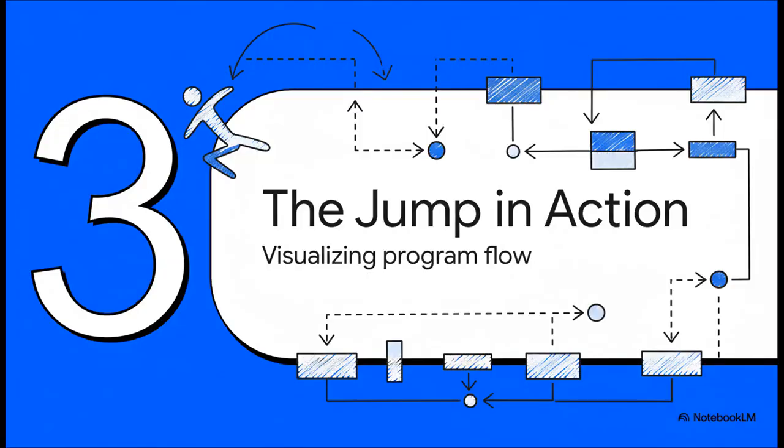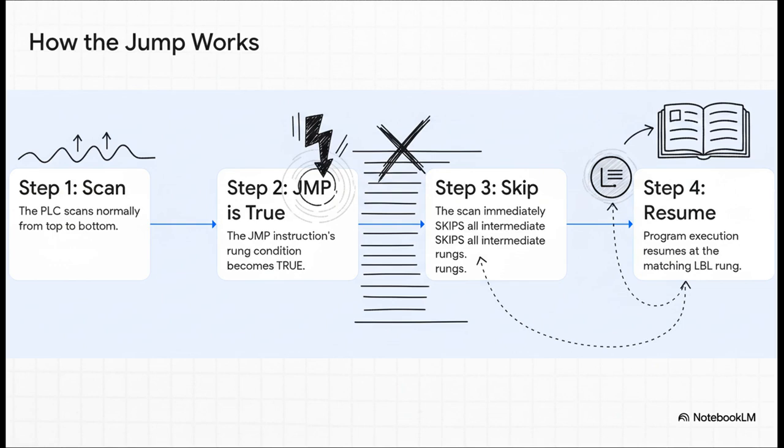All right, let's get into the jump in action. Time to visualize how this actually changes the program flow. We've met the players, now let's see the game. It's really just a simple four-step dance. So, step 1. The PLC is just doing its thing, scanning normally, top to bottom. Step 2, it hits a JMP instruction, and hey, the conditions are met, the rung is true. Step 3, bam! The processor instantly skips over all the logic between that jump and its target. Just gone. And step 4, it finds the matching label and picks up the normal scan right from there. See? It really is just like a choose-your-own adventure for your code.